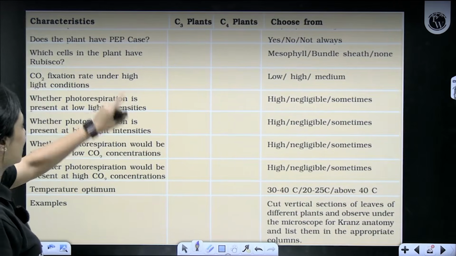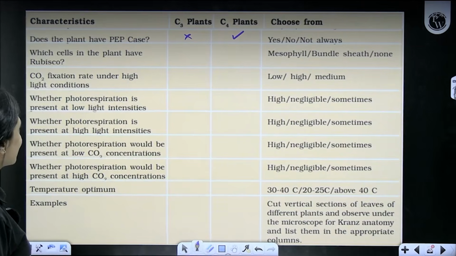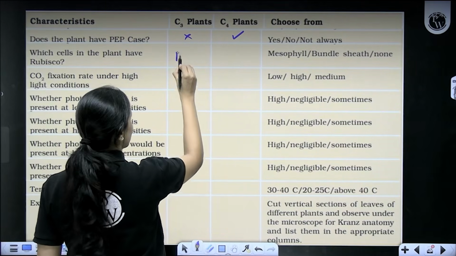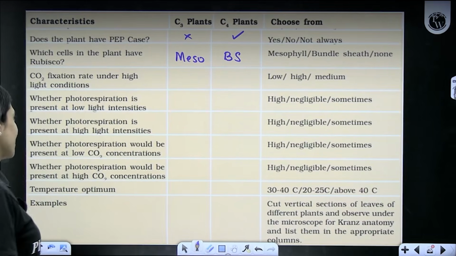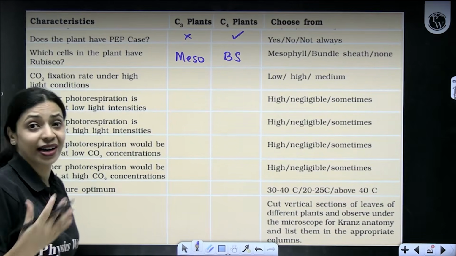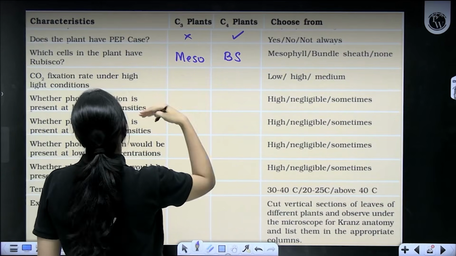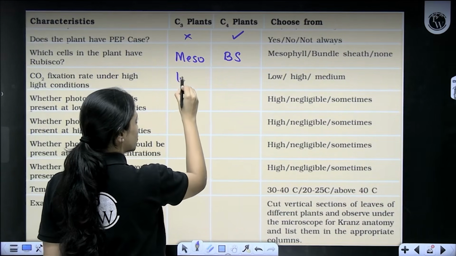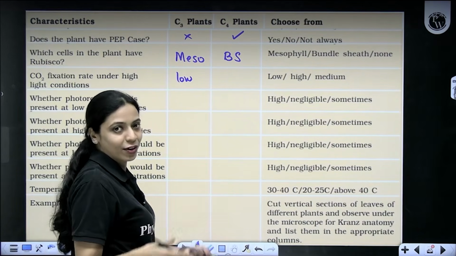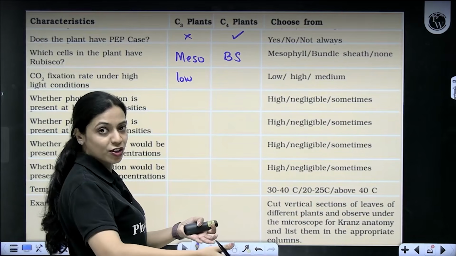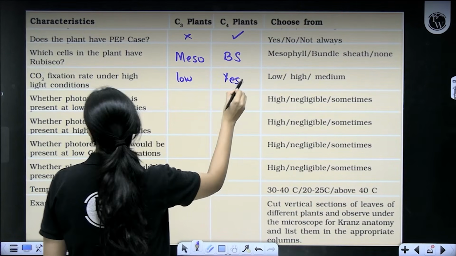Next, does the plant have PEP carboxylase? C3 plants don't have, C4 plants have. Which cells in the plant have rubisco? In C3 plants, it is mesophyll cells. In C4 plants, it is bundle sheath cells. Carbon dioxide fixation rate under high light conditions. When the light is too intense, in C3 plants, photorespiration happens. So, carbon dioxide fixation reduces, so you can say low to medium in this case. In C4 plants, it does not matter because they anyway have a carbon dioxide concentrating mechanism in the bundle sheath. So, regardless of the light intensity, photosynthetic rate will be high there.